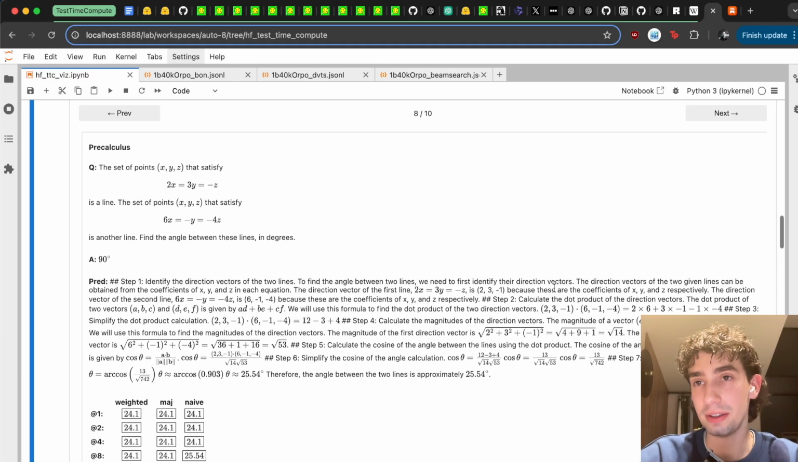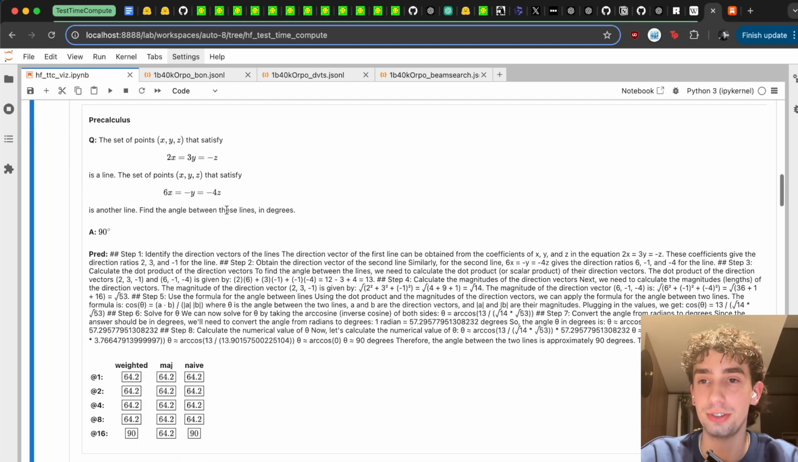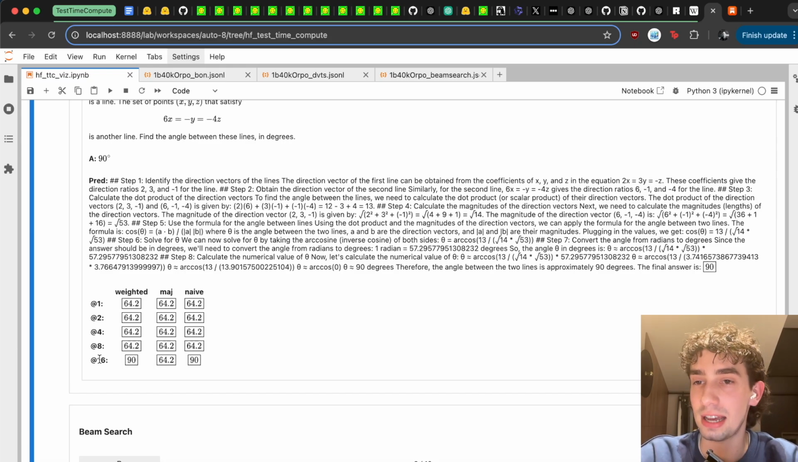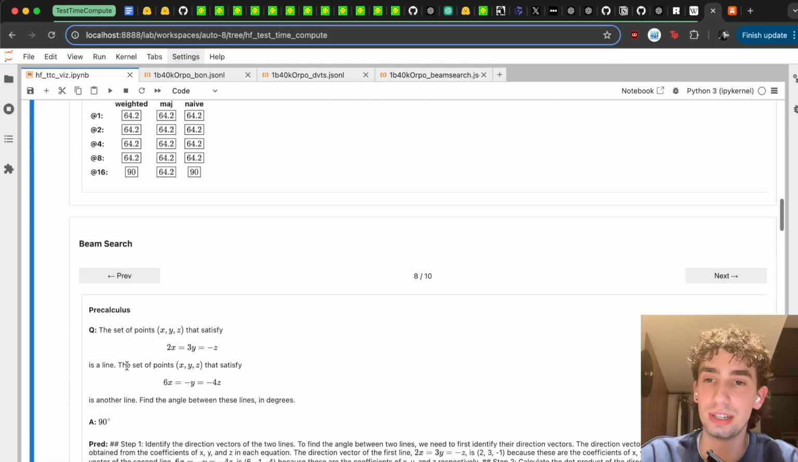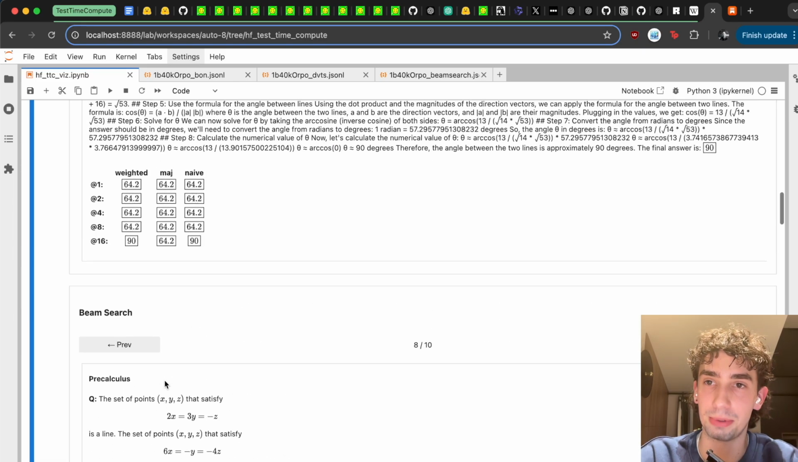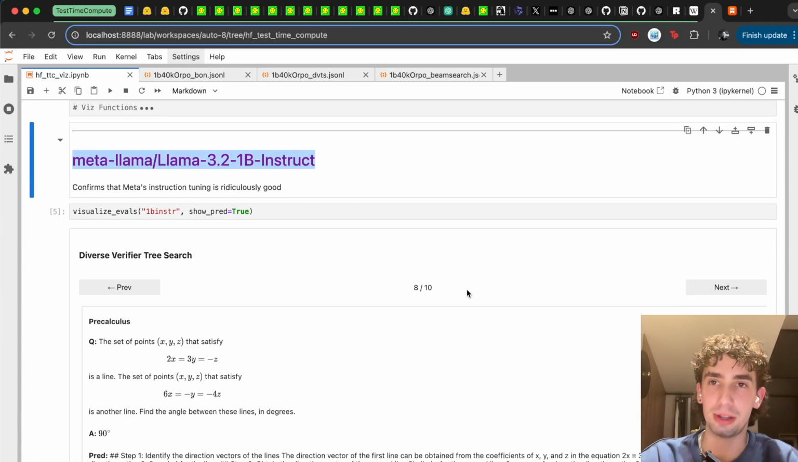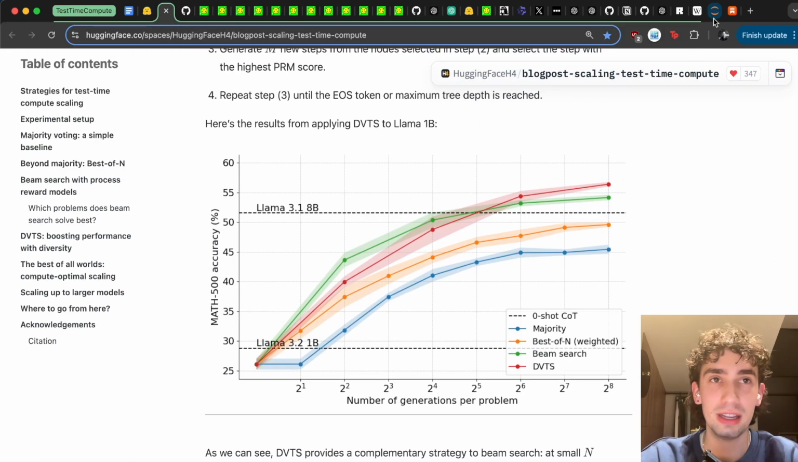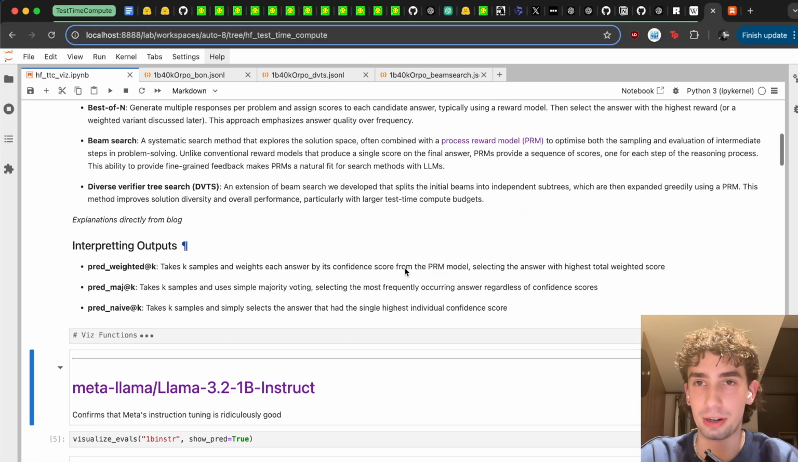But contrary, if we look at something like DVTS or diverse verifier tree search for the same problem, we can see that widening up the diversity for this actually allows us to finally get to the correct solution here at the end at 16 generations. So having these independent subtrees and exploring those through scaled up compute actually does work. We can confirm that, at least for the Meta Llama 3.2 1B Instruct model that all of the original experiments were being run on, this definitely works with scaling up our test time compute given these different search and verification methods.